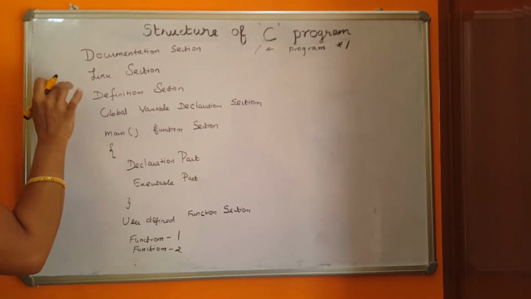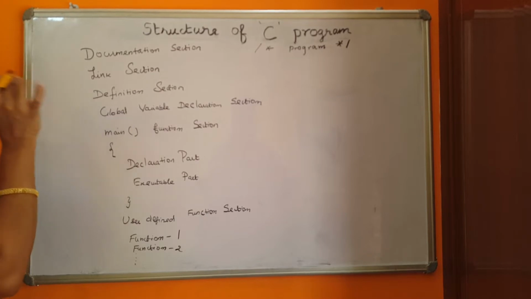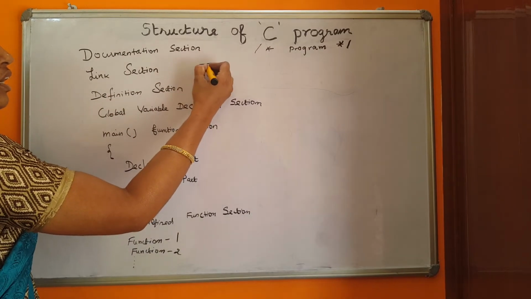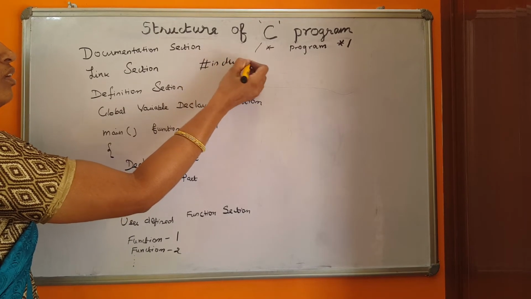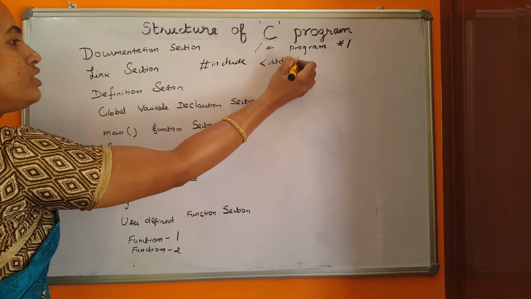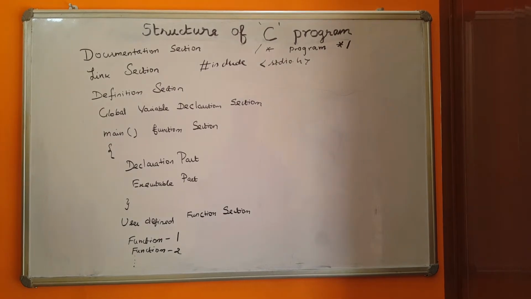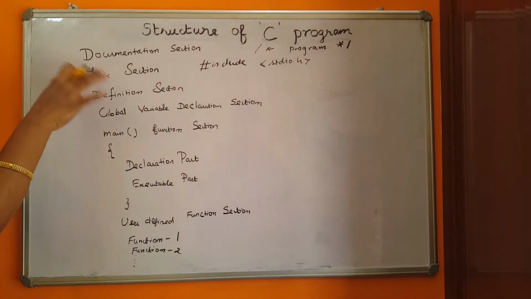The next section is link section. In this section, all the system library files are included. Example, #include stdio.h. Another system library file is #include conio.h. All the system library files are included in link section.